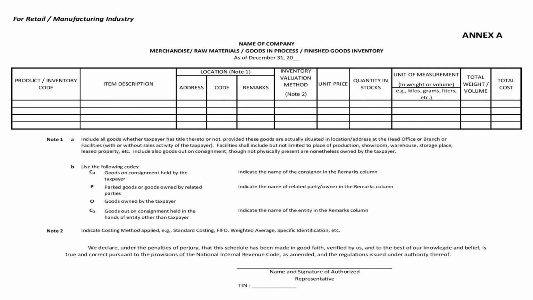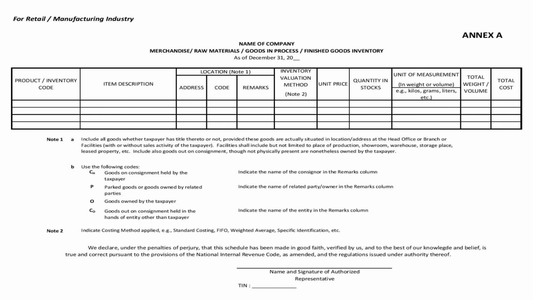Include also goods out on consignment, though not physically present, are nonetheless owned by the taxpayer. Pati yung kung kayo ang nagpapa-consign, no? Pati yung consigned goods na nandun sa ibang customer nyo, pero hindi pa considered sold, isama din po sa report. Park goods or goods owned by related parties. Park goods, ibig sabihin, iniwan lang sa inyo for safekeeping, no? So, indicate the name of related party, owner in the remark column.